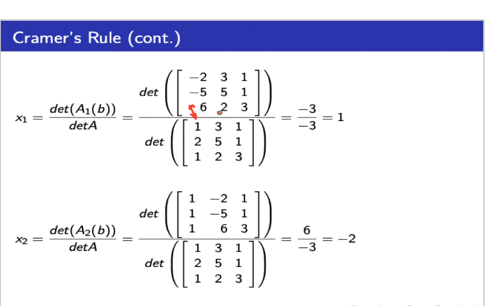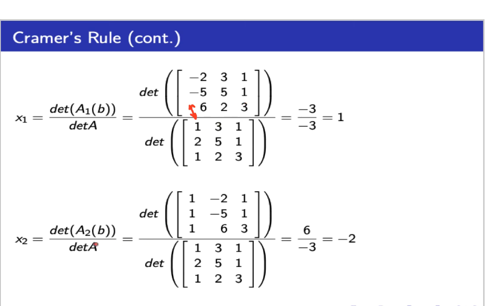Minus 2, minus 5, 6 is replacing 1, 2 and 1. So this will be good practice for you to find the determinant of the top matrix. You will find it comes to be -3. The answer is 1. Guys, please practice it. It is very, very important.